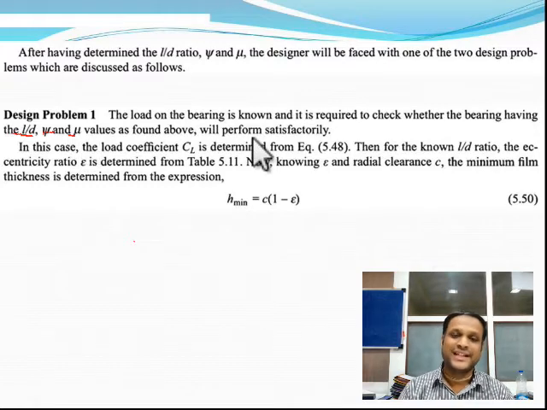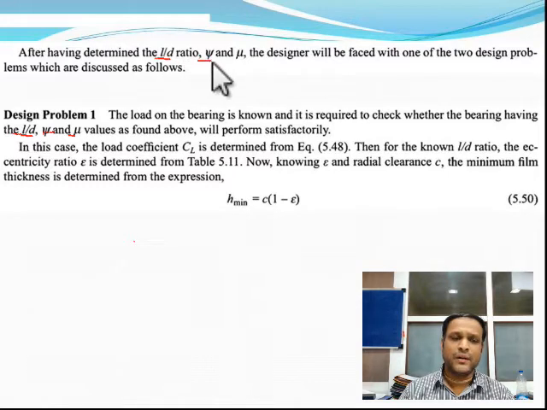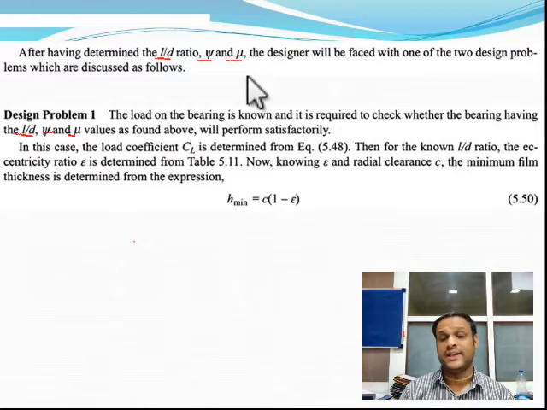will perform satisfactorily. Now to understand this, we have to see what is the process of bearing design. For hydrodynamic bearing design, one has to have a good engineering sense, and based on that he has to select certain values of L by D, certain values of psi and certain values of lubricant viscosity. This is very crucial, and that is why we have discussed at length the importance of these different parameters.